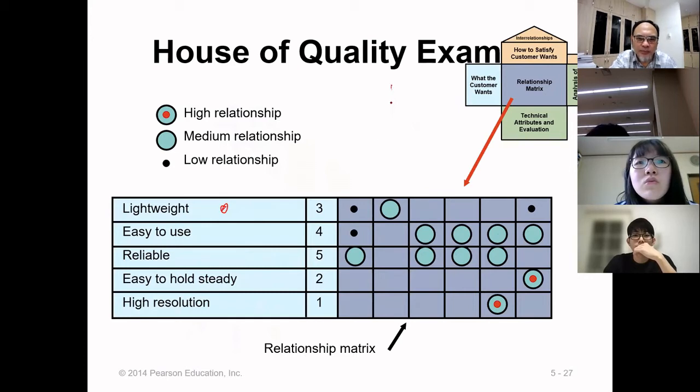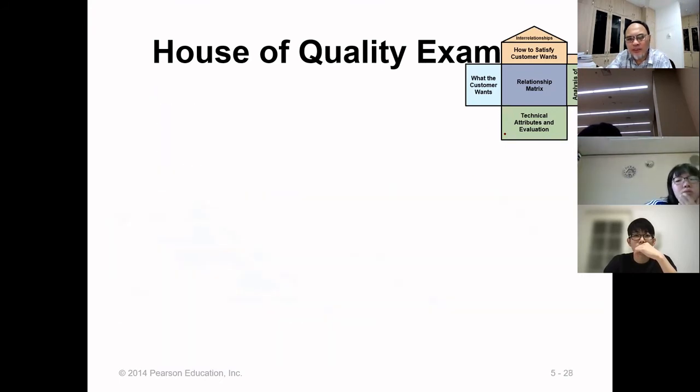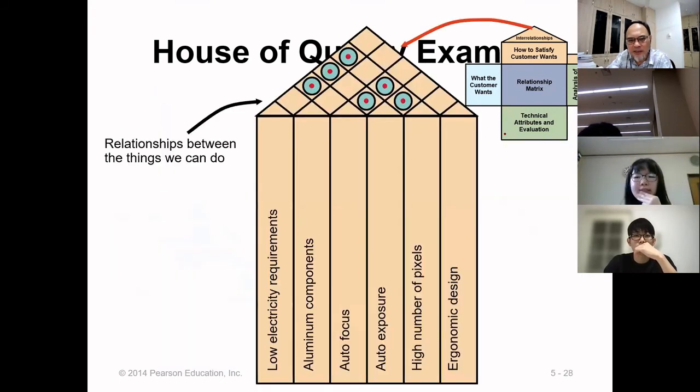Then from there, what you do is you find the relationship matrix, meaning what is the relationship between lightweight and, for example, the aluminum component. Obviously, it's going to be a high relationship because you're going to reduce the weight. Okay, easy to use. So it becomes a relationship between the what and the how. But of course, this will be done by the team, the engineers and the marketing people and the people who have knowledge about the product. So they put it inside there, the relationship matrix.